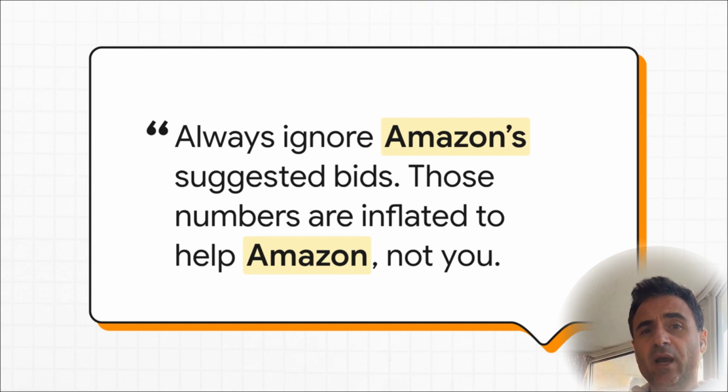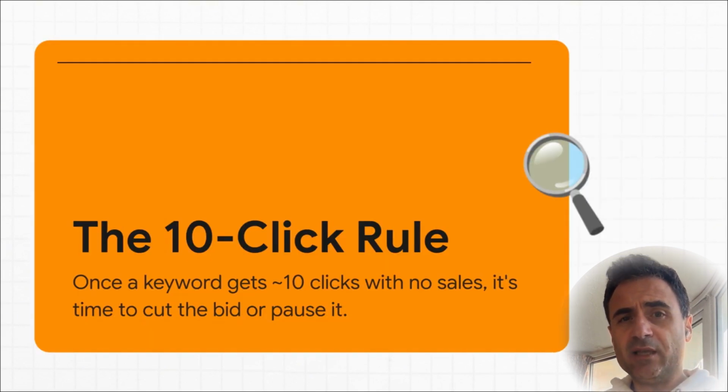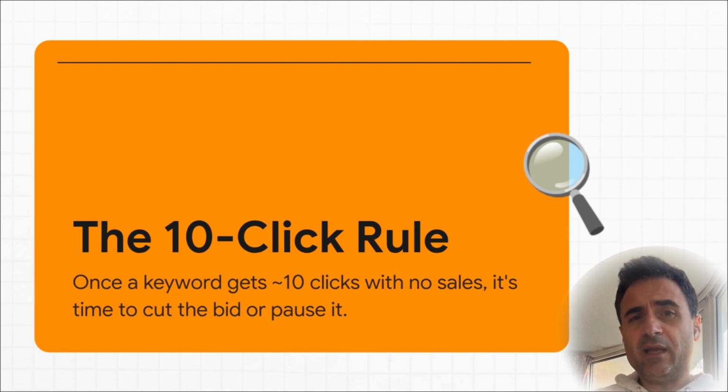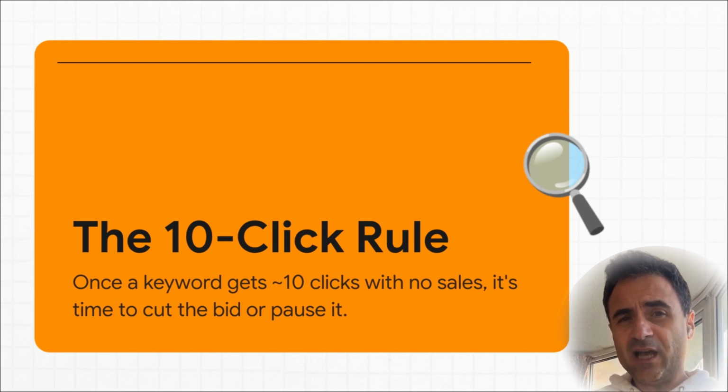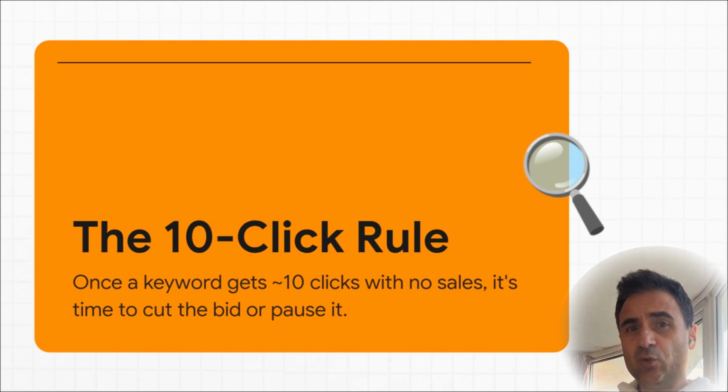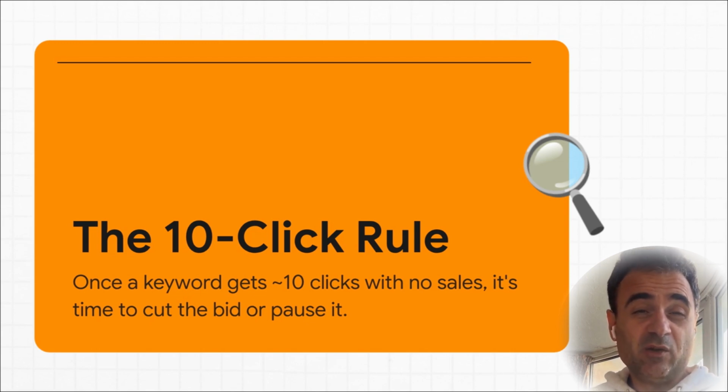You start low and you only increase your bids slowly, just a few cents at a time, based on what the data tells you. So how do you know when to make those changes? Here's a super simple rule of thumb for you, the 10-click rule. Once a keyword or target gets about 10 clicks without a single sale, it is screaming at you that it's not working, it's not converting. That's your signal. It's time to either slash the bid way down or just pause it completely. This one simple rule will stop you from wasting money on duds.